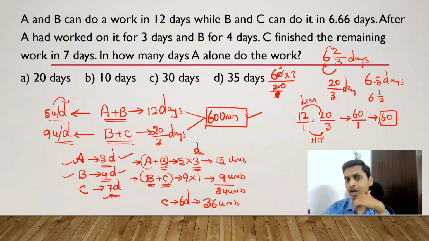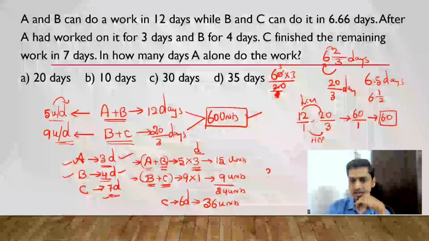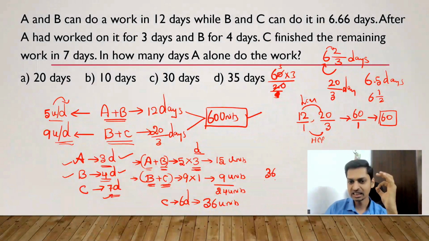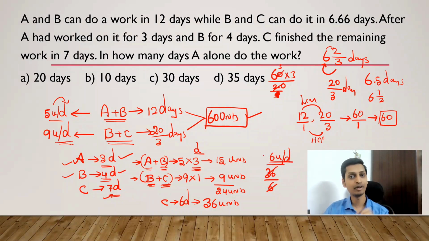So in 1 day, C will complete how many units? It is 36 units in 6 days. So in 1 day, C will complete 6 units. Now, I found the efficiency of C is 6 units per day. So we have to think like this, right?